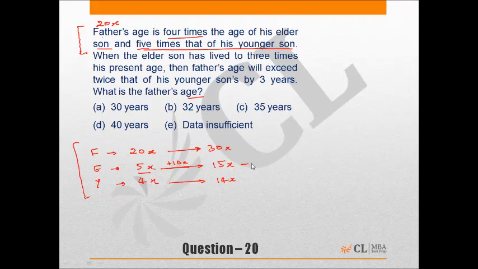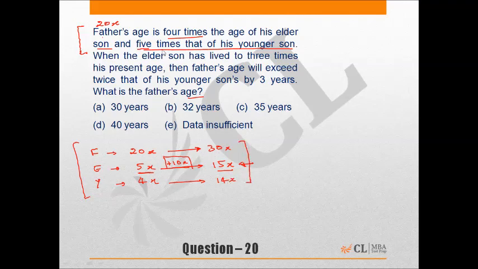I hope this is clear. This is the key thing out here. When the elder son's age becomes 3 times from 5x, he becomes 15x. So the time elapsed from 5x to 15x is 15 minus 5, which is 10x. So 10x has to be added to the father's and the younger son's age also to get their age at this particular point of time.